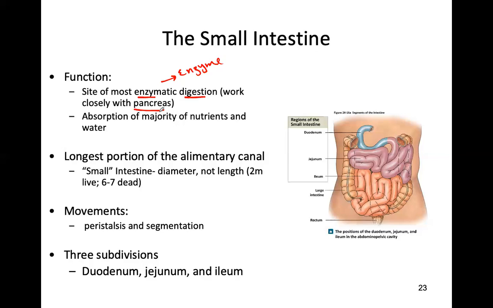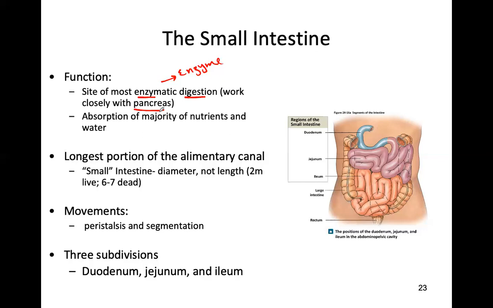Now, again, there are three parts of the small intestine. The first part is the duodenum, which is the shortest of the three, followed by the jejunum and ileum, the ileum being the longest of the three parts of the small intestine. On average, the small intestine is about 2 meters long when a person is alive, and when they're dead, it's about 6 to 7 meters. So it's a pretty long structure. The reason that it is a long structure is because you want to maximize your digestion and your absorption process within the small intestine.